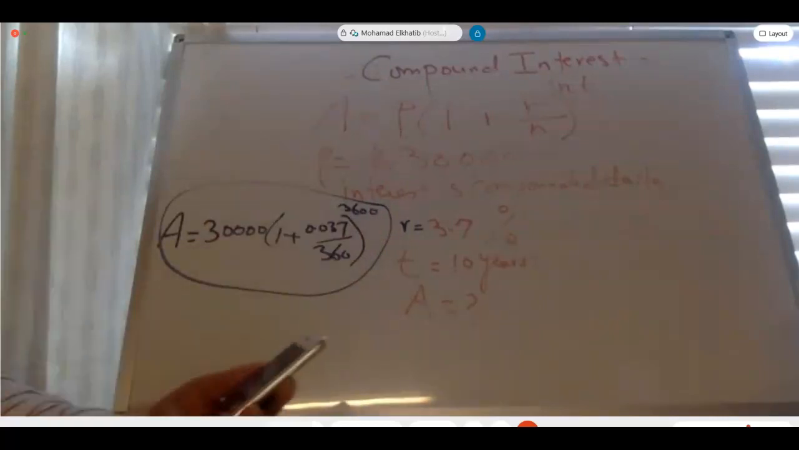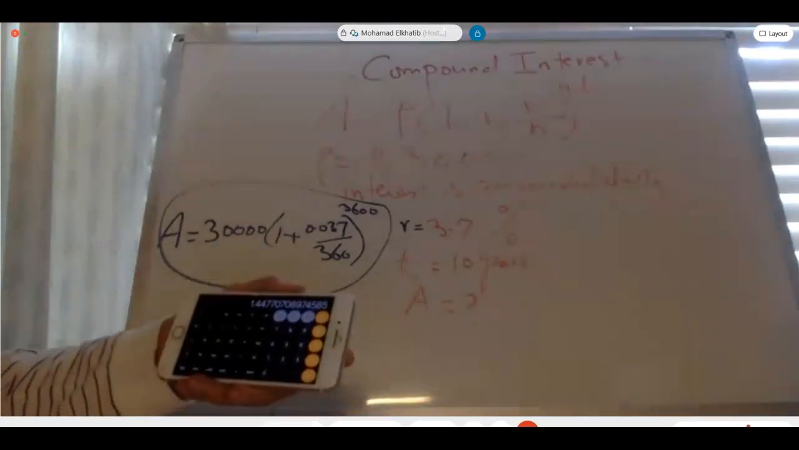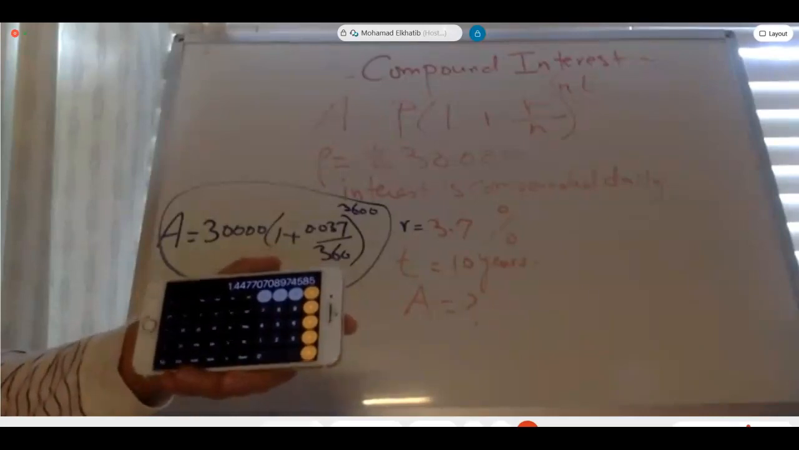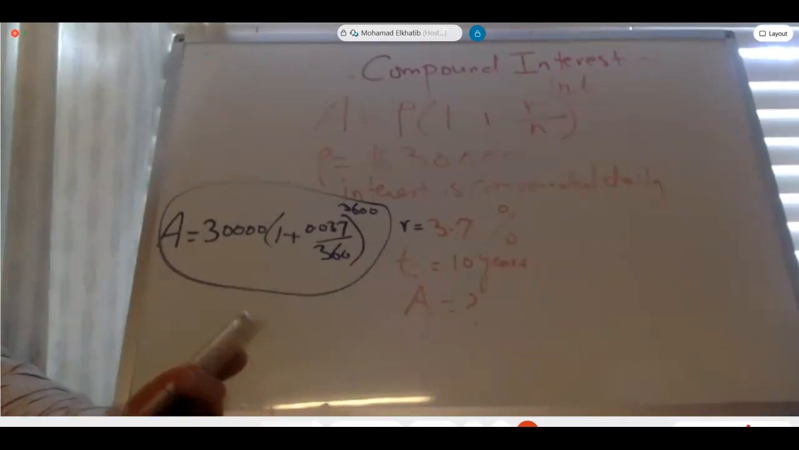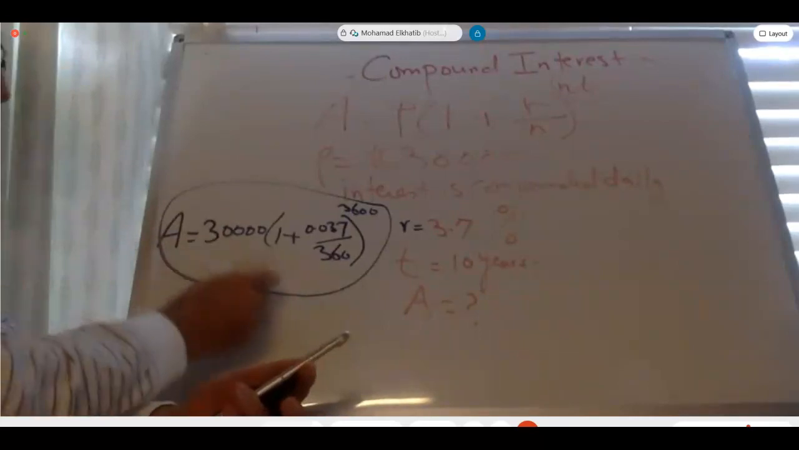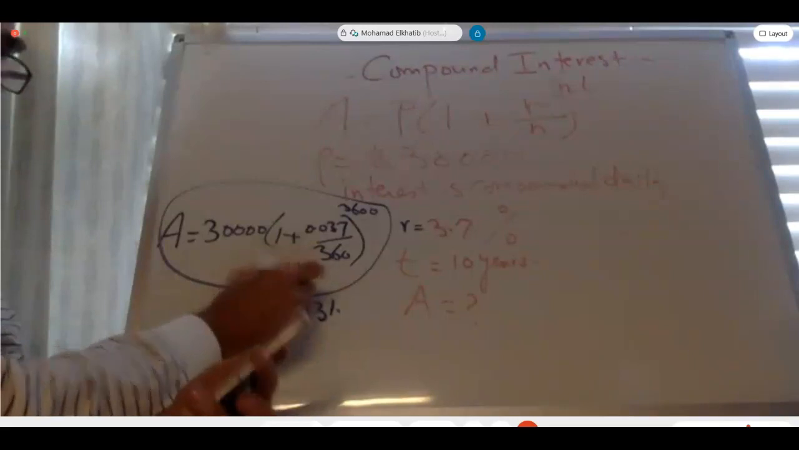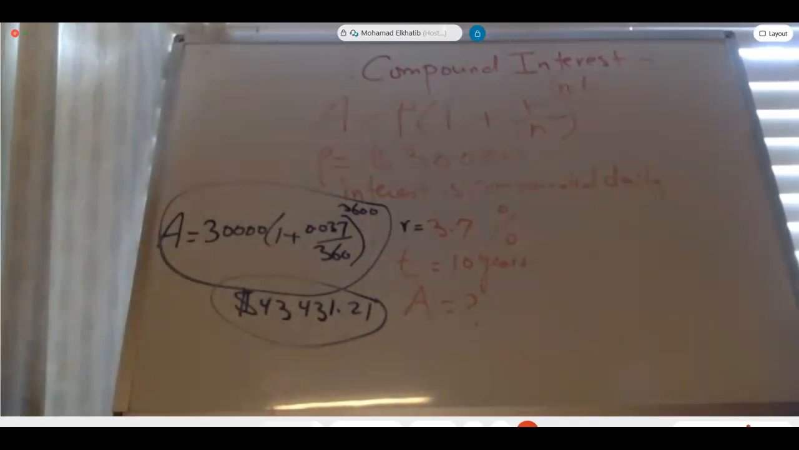Okay. Now I'm going to raise it to the power 3600. X to the power y, 3600. I get 1.4477, and so on. Did you get that? Yes. Now I do times 10,000. And I got 43,431.21. Remember, don't put all these decimals in the answer. We're talking about money.